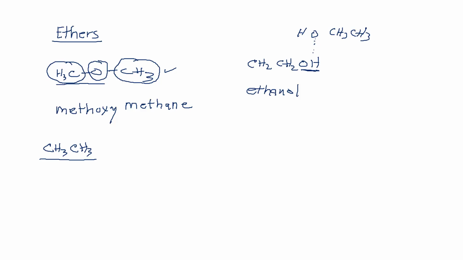So ethers do not have hydrogen bonding. Remember, hydrogen bonding only occurs when hydrogen is bonded to oxygen, nitrogen, or fluorine. And in the case of alcohols, the hydrogen's bound to oxygen. Over here we have an oxygen, but it's not bound to hydrogen, it's bound to the carbons. But because it is more electronegative, it is going to have a slightly higher melting point and boiling point than the alkane itself.